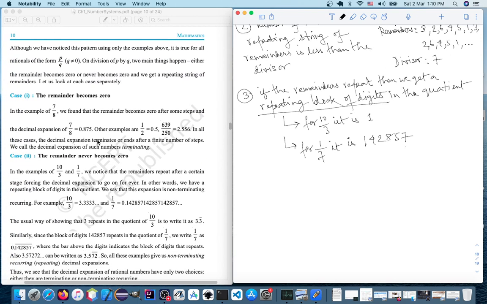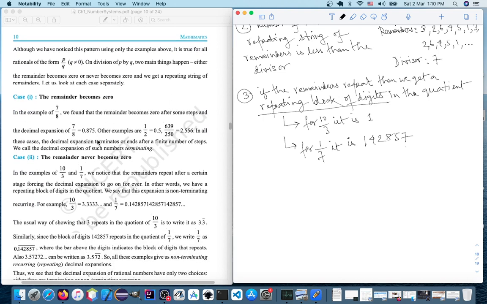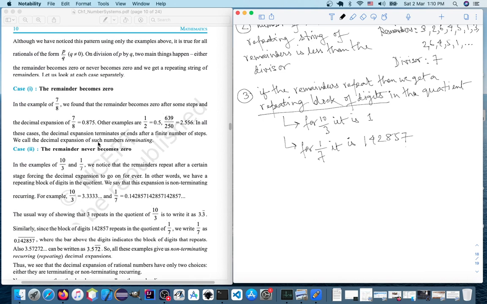It says that although we have noticed this pattern using only the examples above, it is true for all rationals of the form p by q. So on division of p by q, two main things happen. When we do a division p by q, where p is an integer, q is also an integer, and q not equal to 0, two things can happen. Either the remainder becomes 0, or it never becomes 0 and we get a repeating string of remainders.